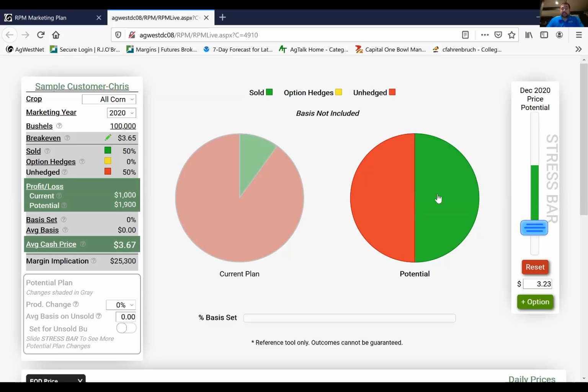The other thing with this is, if you drag it down, take it down to 320, it's going to show you why being an aggressive seller of grain when you get an opportunity that makes sense is so important. Because if this market kept going higher, you're making more money. Okay, you're adding more value to your bottom line. If you only get 50% sold and this market drops, now you can see what your potential is just because we didn't get aggressive enough.